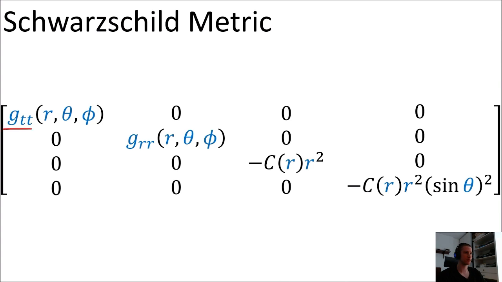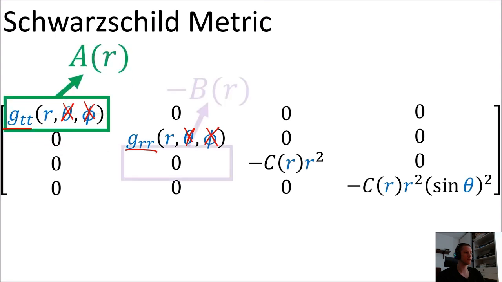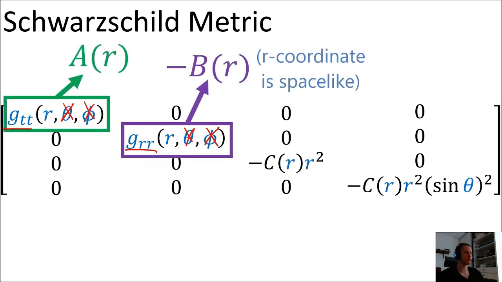The remaining g_tt and g_rr components should only depend on the radial coordinate r if we want to maintain spherical symmetry. So we'll call them A of r and negative B of r. We're using a negative sign since this metric component corresponds to a space-like direction.